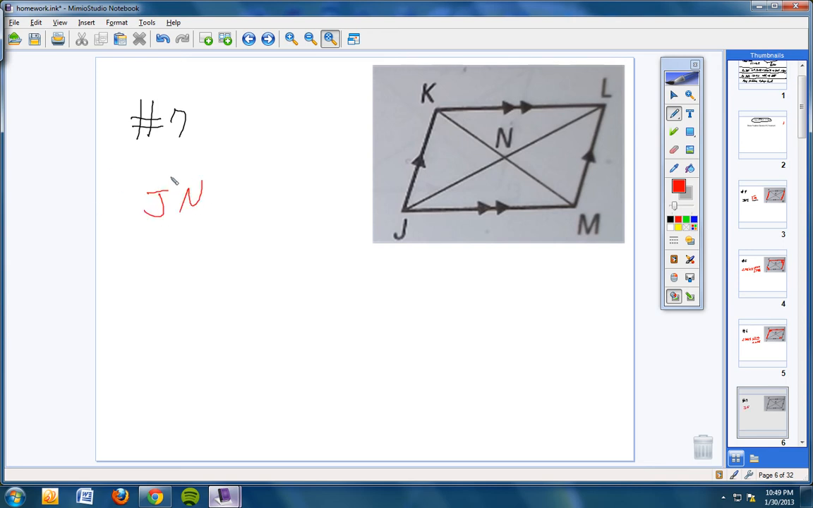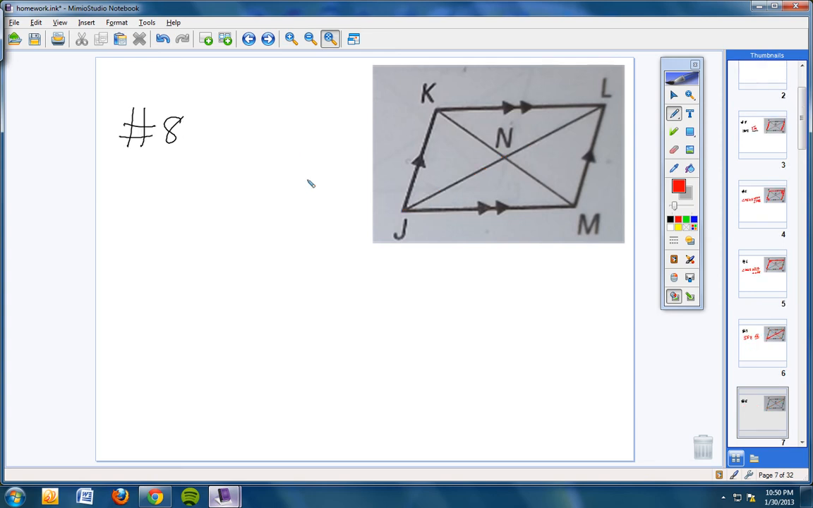Side JN is congruent to, let's see, where's J? And here it is. Okay, now remember, what is this line right here called? It's called a diagonal. And what is this line right here called? It's called a diagonal. And we learned yesterday that when you have a parallelogram, and look, we do have a parallelogram, the diagonals bisect each other. So JN is congruent to NL. All right, NL. Or if you put L in, that's fine.